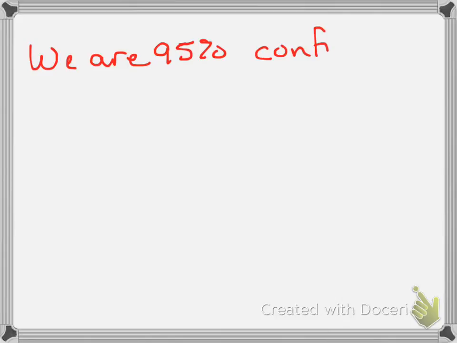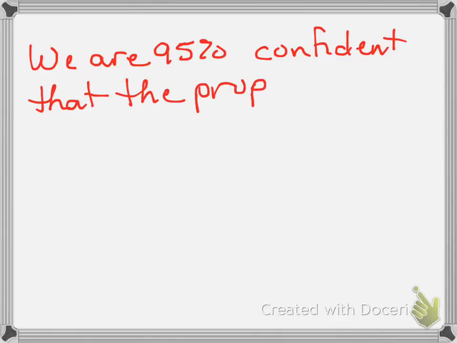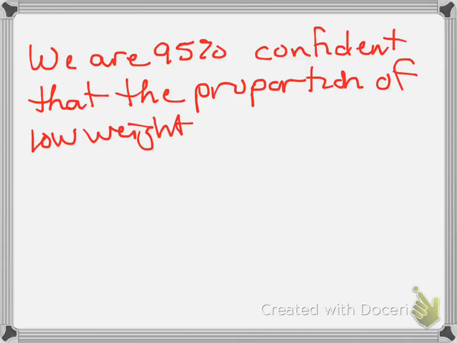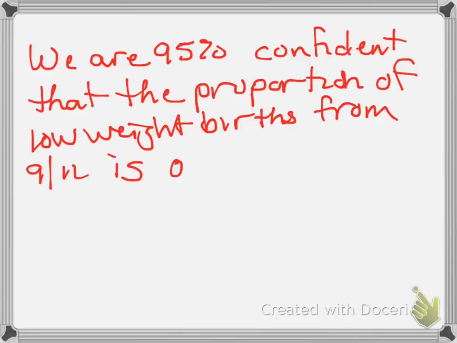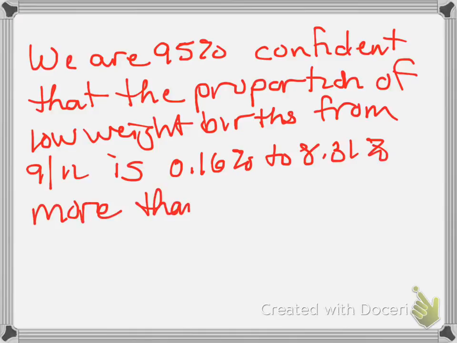Okay, so they asked me to interpret it. So we are 95% confident that the proportion of low weight births from 9/11 is 0.16% to 8.31% more than other low weight births.